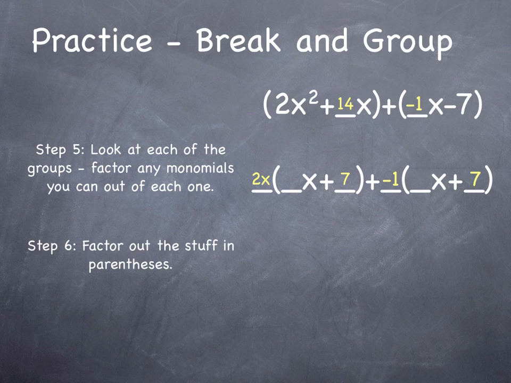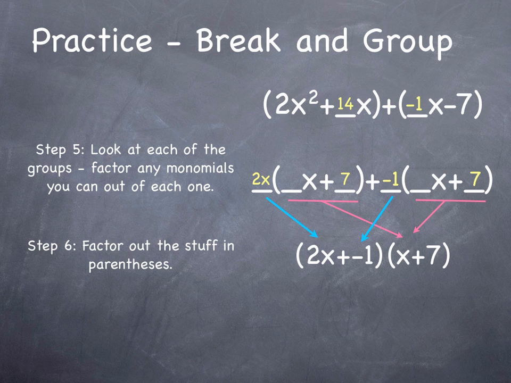Step 6 is to take these things inside the parentheses, which are both x plus 7, and factor that whole quantity out. So I take the x plus 7 and factor it out, and what's left behind is the 2x plus -1. We could also write that as 2x minus 1. Now I have the correct factorization of my original expression.